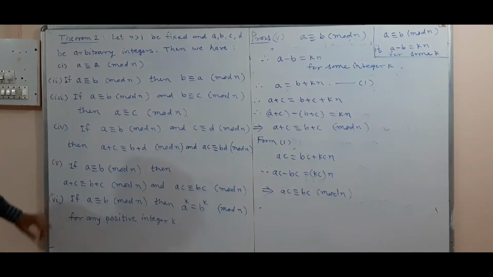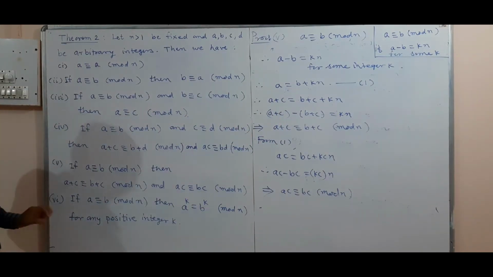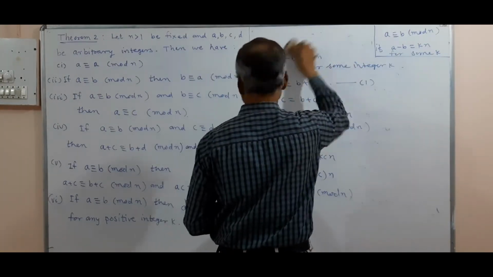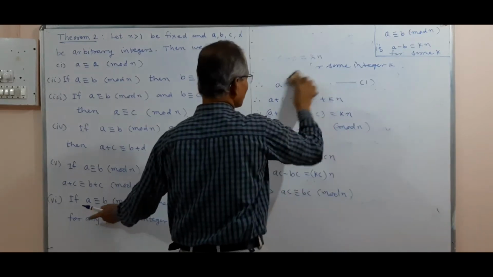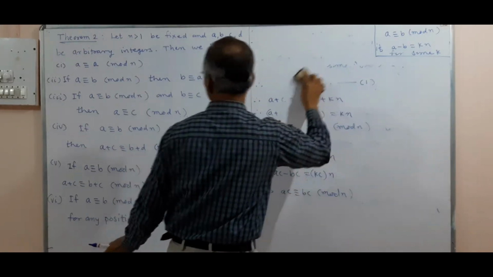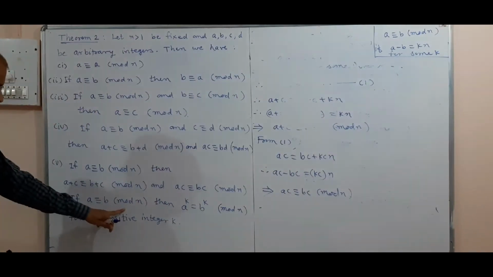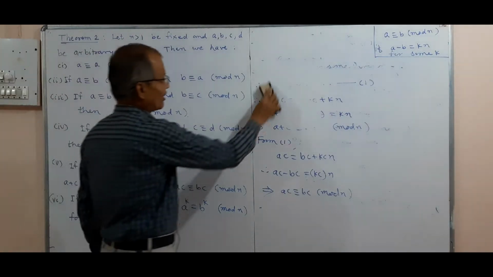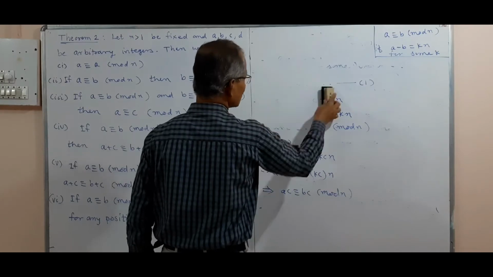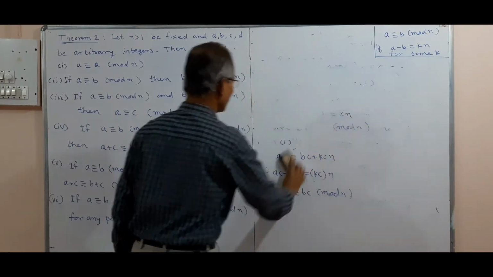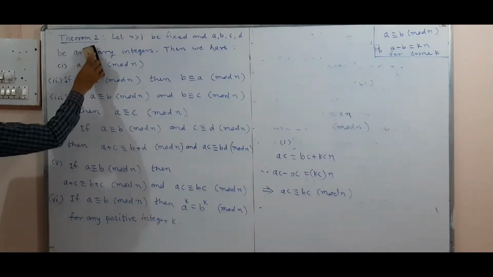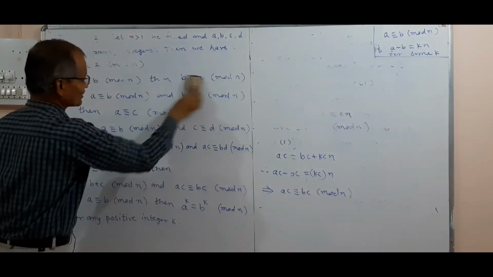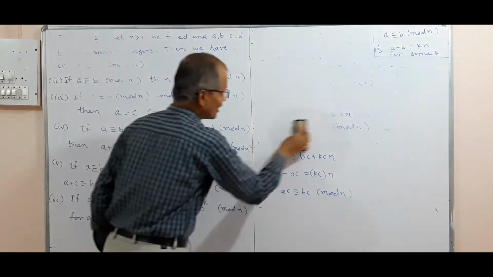the fifth property. Now what is remaining is the sixth property. Now we shall consider the proof for the sixth property. What the sixth property says: if A is congruent to B under modulo n, then A power k is congruent to B power k. That we shall prove, and the result we shall prove using the method of induction. These are simple but important properties of congruences.